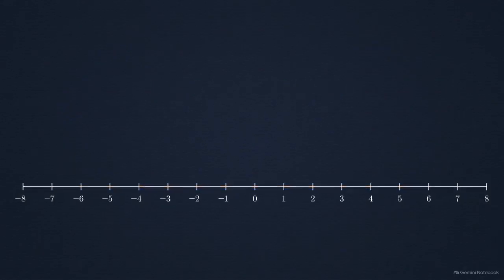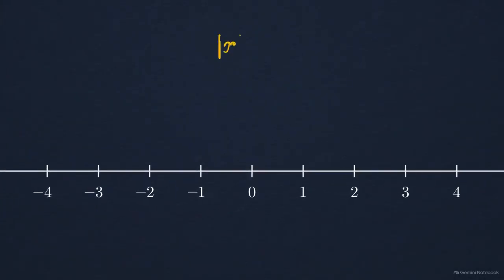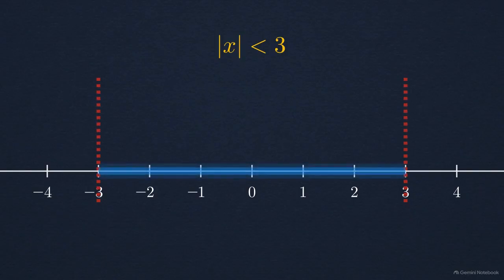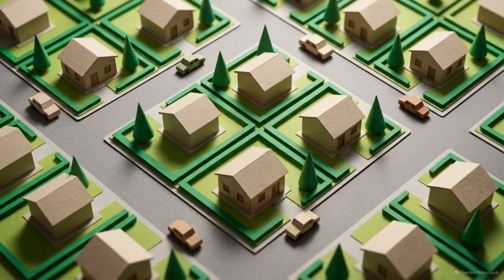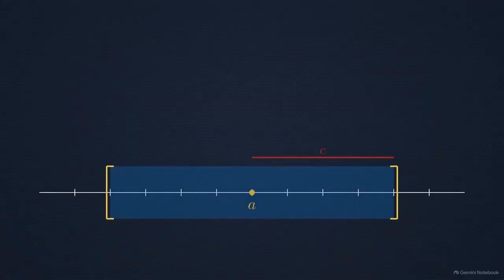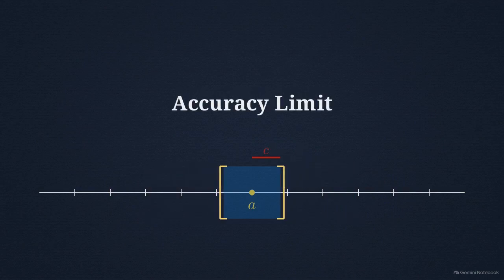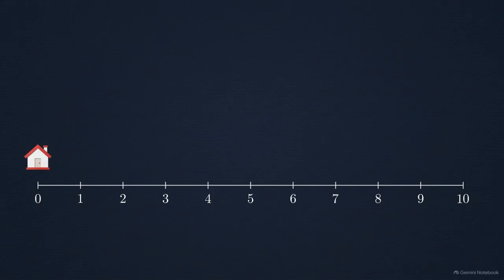If we say the car's distance is strictly less than 3, we draw dotted lines at -3 and +3. The car can get close to the boundary, but it can't touch it. But if the rule is less than or equal to 3, those boundaries become solid brick walls. Now touching the fence is allowed. These bounded zones create a neighborhood around our starting point. Calculus uses these exact zones to define how close one number needs to be to another for a calculation to be accurate.